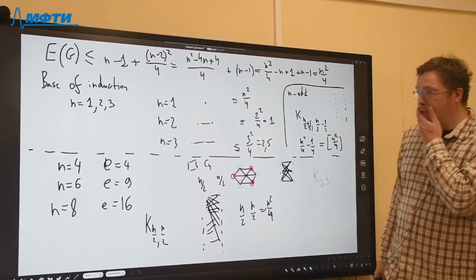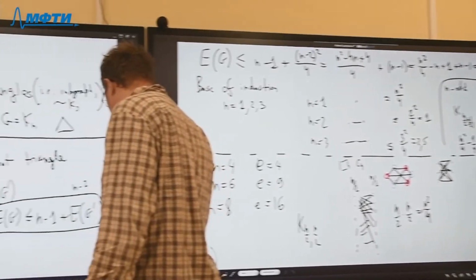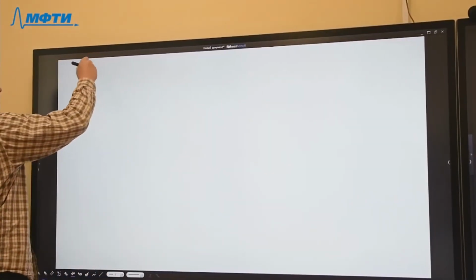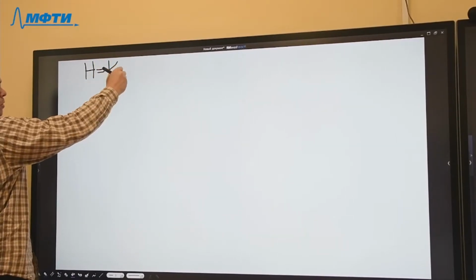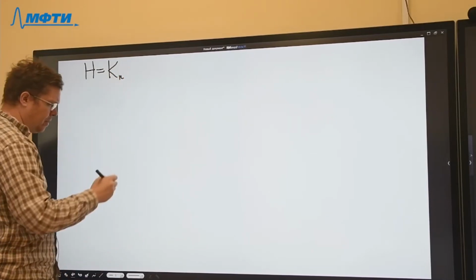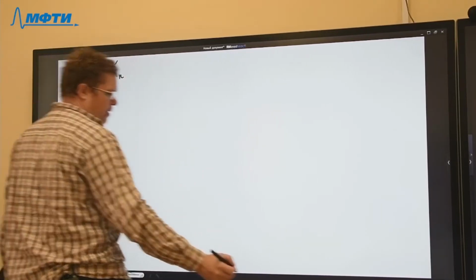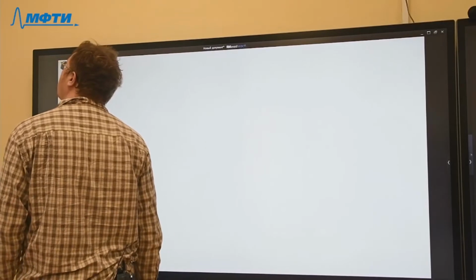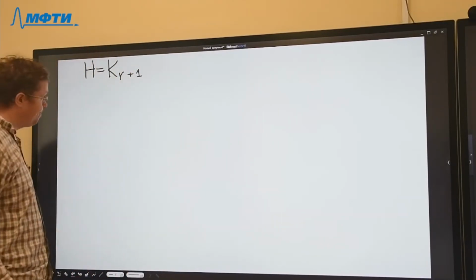Okay, let's continue. The next problem is a generalization of the first problem. What if we restrict to have no graph isomorphic to K_n? And it's maybe not n, but maybe m or l. Let's say r plus 1.